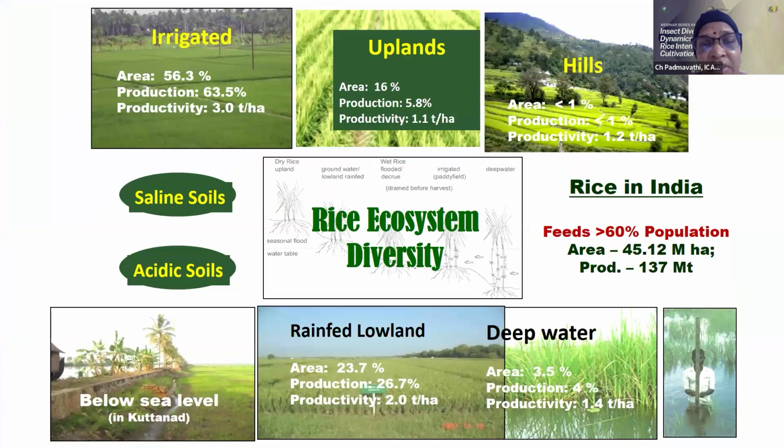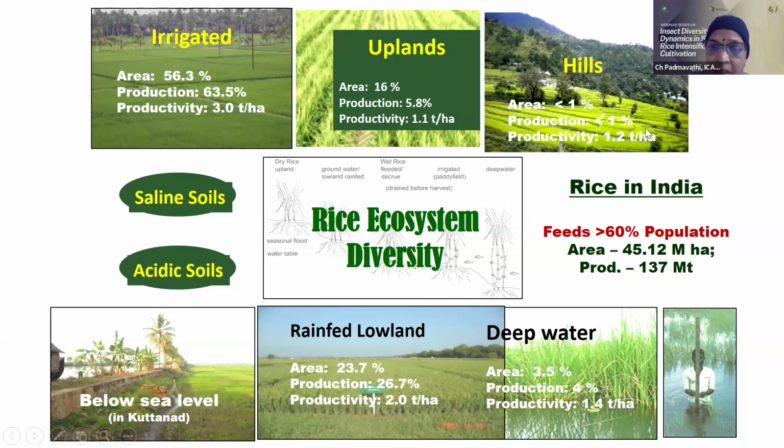In addition to those challenges, we also have different rice ecosystems in India. That too you can see here. Irrigated rice ecosystem has a higher area and also higher productivity, followed by rain-fed lowland production system. And then we have uplands, hills, below sea level also, and even the deep water, which are known as ecosystems where the productivity is not up to the mark.